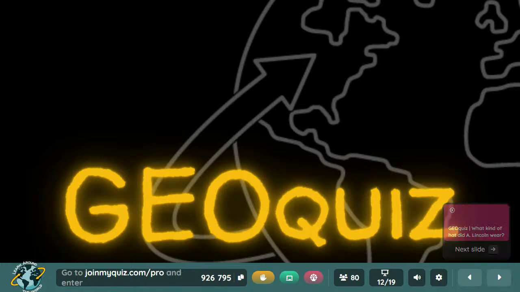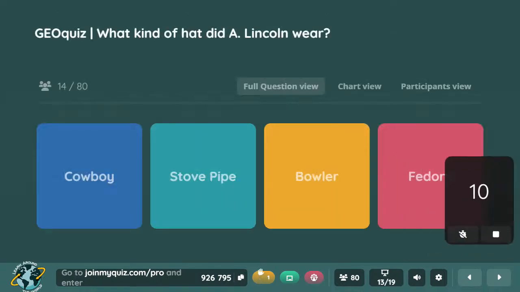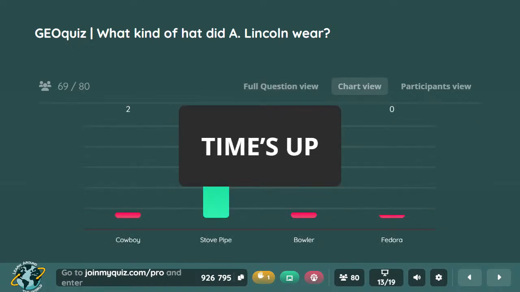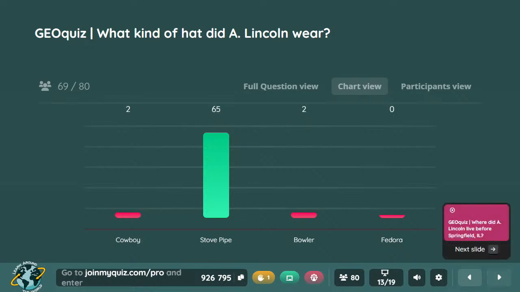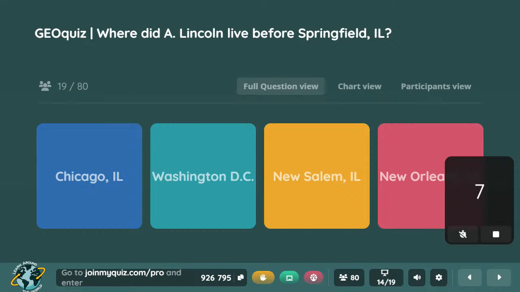All right. What was Abraham Lincoln's hat, that big, tall hat that he would wear? What type of hat is that? Let me know right now on quizzes. All right, where did Abraham Lincoln live as an adult? He lived before Springfield. I mentioned it briefly. Where did he live before Springfield?